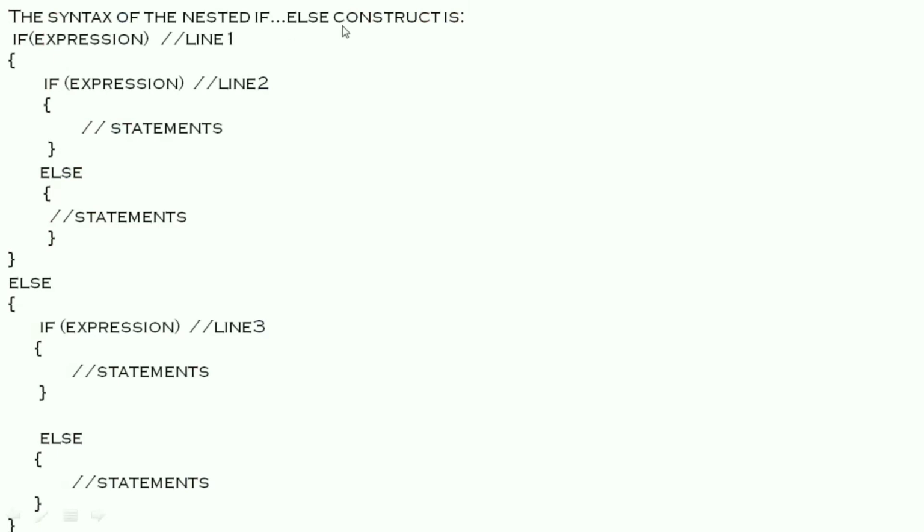The syntax of the nested if else construct is: if expression line 1, if expression line 2 statement, else statements, else if expression statement, else statement. If this condition is true, then we are going to check this. If this condition is not true, then we go directly to the else statement and check this. If this is true, then we check this, and if this is true, we print this statement, else this statement. If this is not true, we check this expression. If this is true, we print this, else this statement is printed.